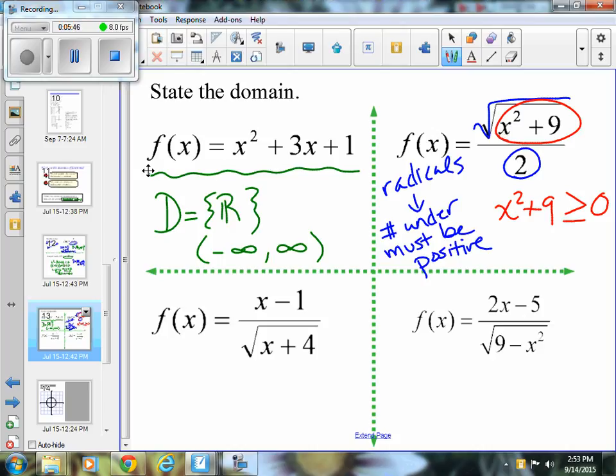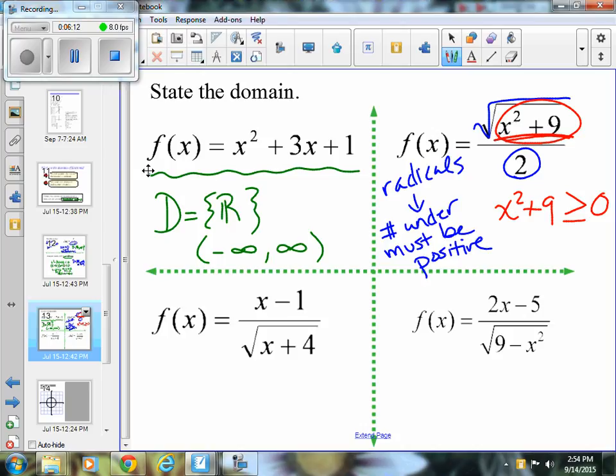So if you think about guessing and checking, think about some numbers that would make this statement underneath, this x squared plus 9, positive. So could you put in a 1? Sure. Could you put in a 2? Could you put in a 3? All of those would be positive values. How about 0? 0 squared plus 9, that would still be fine. How about negative 1? Could you put that in there?